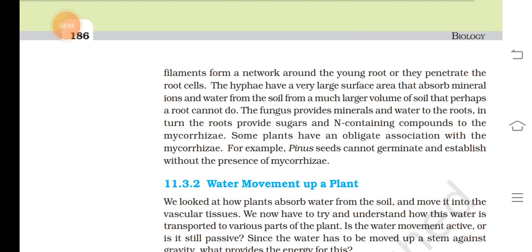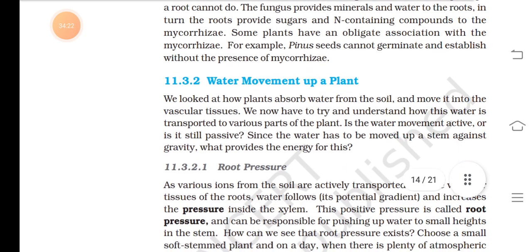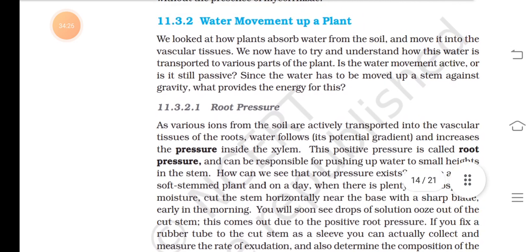The fungus provides minerals and water to the roots. In turn, the roots provide sugar and nitrogen containing compounds to the mycorrhiza. Some plants have an obligate association with the mycorrhiza. For example, Pinus seeds cannot germinate and establish without the presence of mycorrhiza.